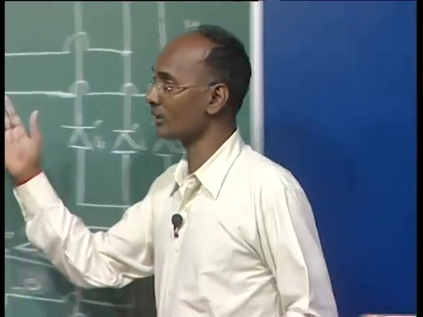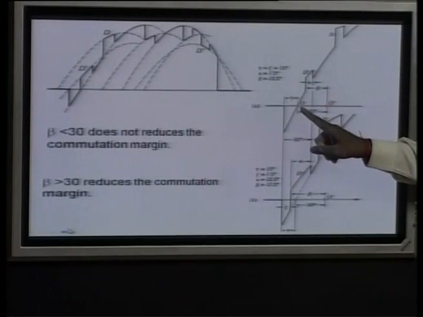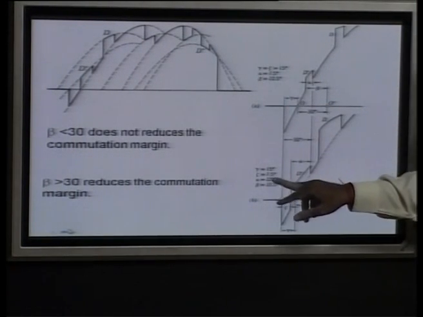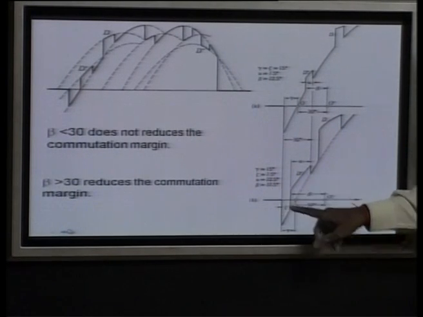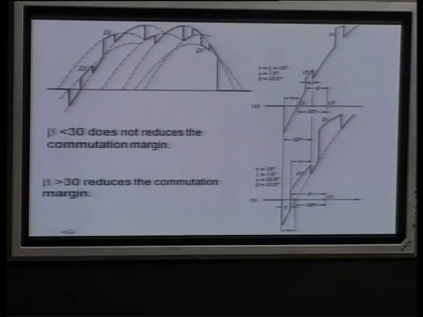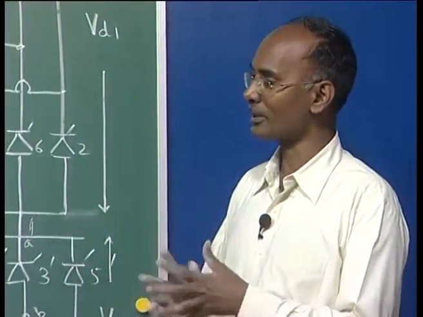If your beta is less than 30 degree, you are having gamma equal to zeta. But if your beta is greater than 30 degree, here you see, your gamma is reduced, and you are having zeta. So normally in the 12 pulse converter, we operate with beta less than 30 degree in inverter operation. So with this, I can close the whole wave shape, etc.